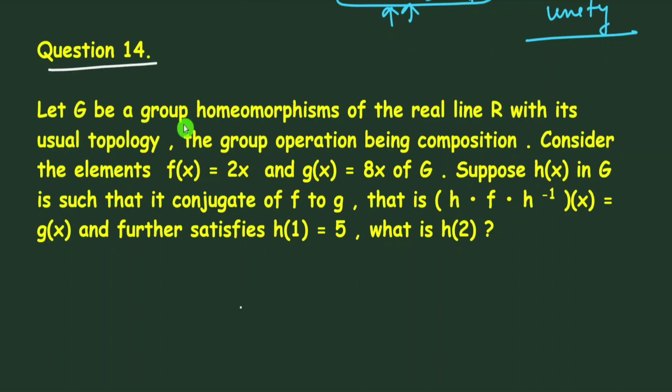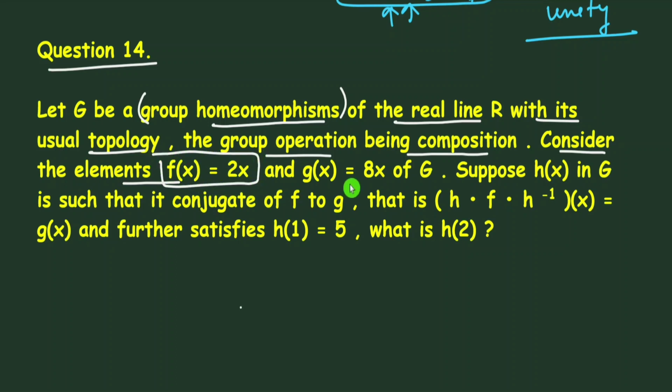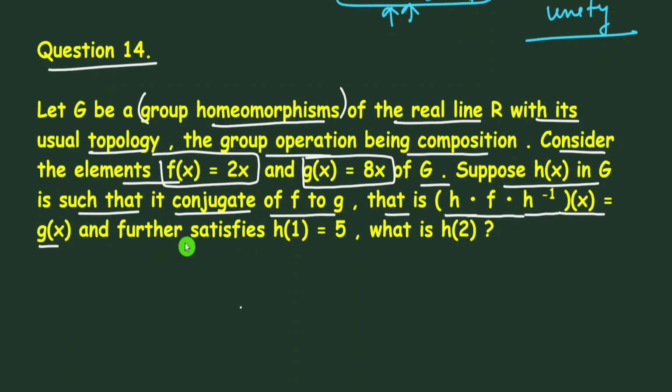The question says: let G be the group of homeomorphisms, this is an important term, group of homeomorphisms of the real line R with its usual topology, the group operation being composition. Consider the elements f(x) equal to 2x, this is given data, and g(x) equal to 8x of G. Suppose h(x) in G is such that the conjugate of f to g, that is h(f(h^{-1}(x))), is equal to g(x), and further satisfies h(1) equal to 5. Then what is the value of h(2)?